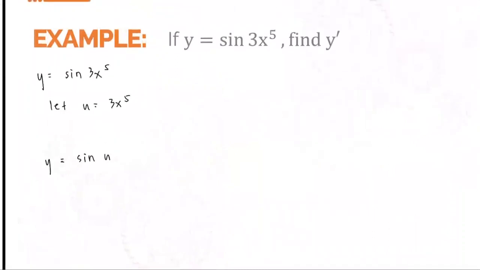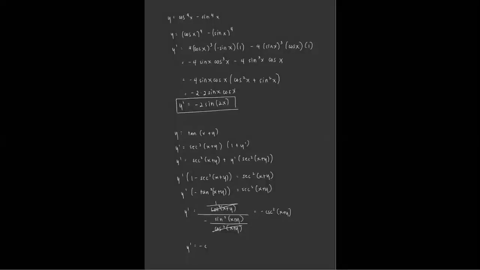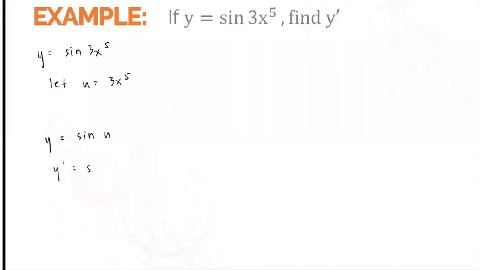Okay? So, ibig sabihin, derivative niyan will be y prime equals to sine u. Pero yung u natin is not yung value na hinanap natin. Sorry. So, this should be not sine, no? So, dapat to is, sorry. This should be cosine. Okay? So, cosine of u.